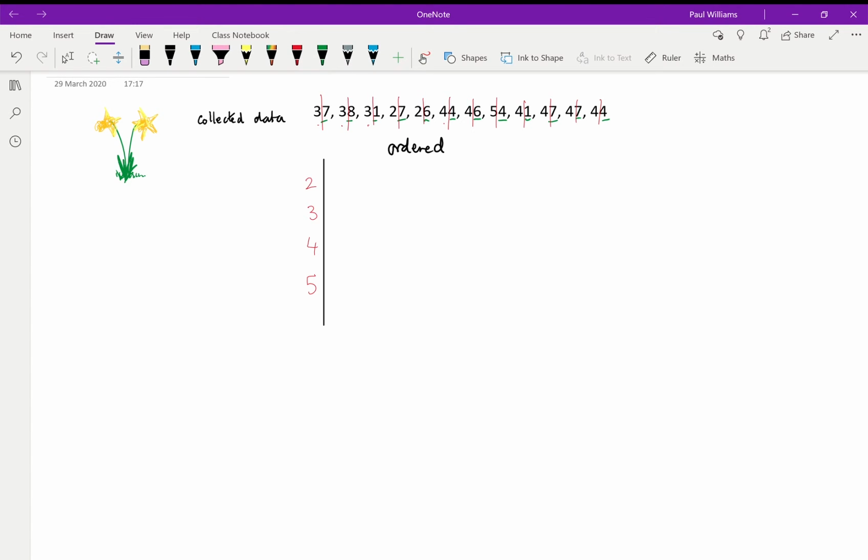So the first leaves I need to put down are for the 26 and the 27. And 26 is smaller than 27, so I'll do 26 and then 27. And next I shall deal with these 30s here. So there's a 31 and a 37 and a 38. And if you notice, I've tried to space these out so that the first leaves and the second leaves, and then if there are any more, some third leaves, they're all lined up so they form nice columns. This helps with analysis and also the view of the stem and leaf diagram later on.